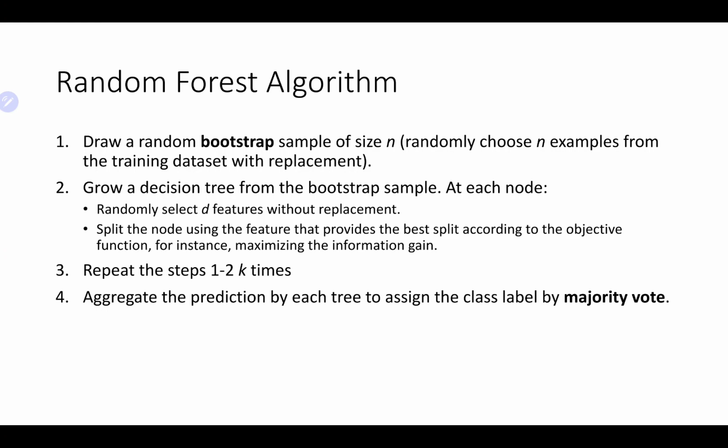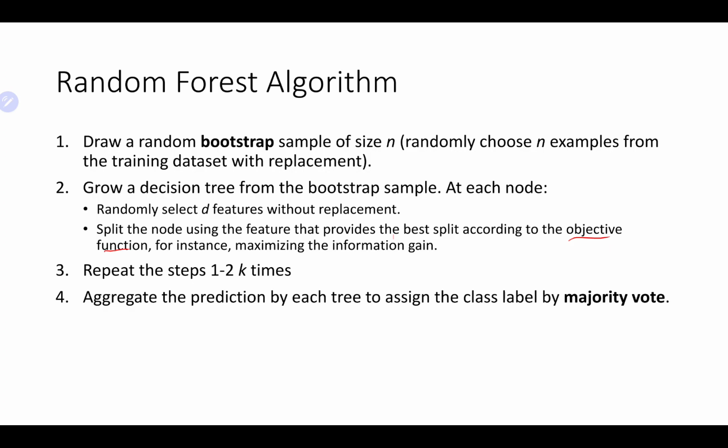So what does the random forest algorithm look like? We draw a random bootstrap sample of size n. So we randomly choose n examples from the training dataset with replacement. We grow a decision tree from the bootstrap sample, and at each node we randomly select the features without replacement, right? We split the node using the feature that provides the best split according to the objective function, and in this case the objective function is minimizing the impurity or maximizing information gain, same thing.